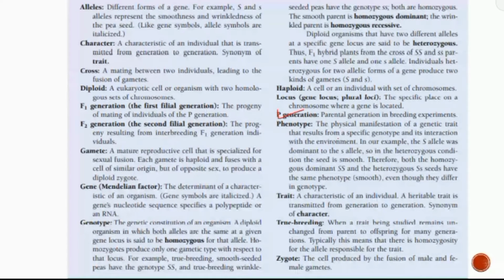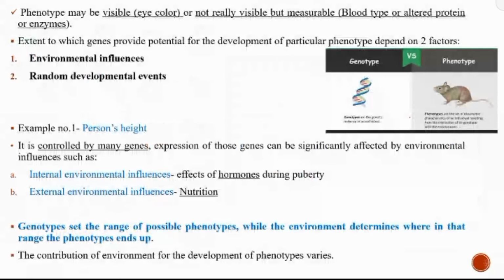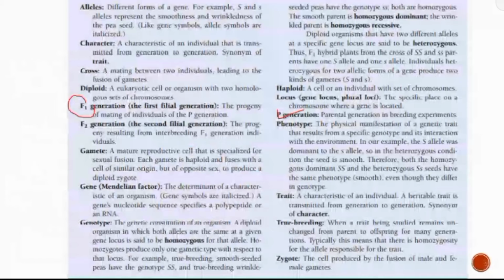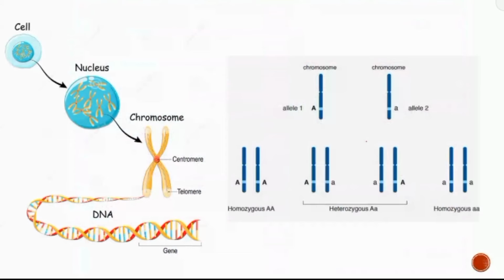The parental generation is the one that will be crossed to produce the F1 generation. A breeding experiment means the kind carried out by Mendel. Okay. Phenotype. What are phenotypes? Phenotype means it will be visible. It is the physical manifestation of a genetic trait that results from the genotype in interaction with the environment.